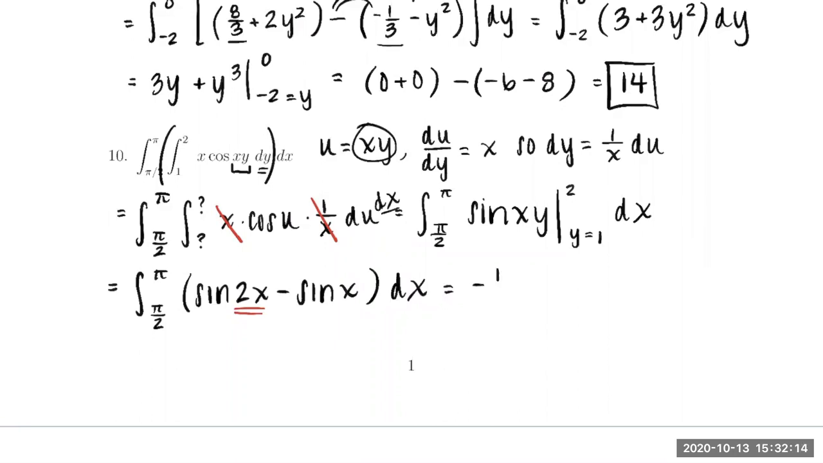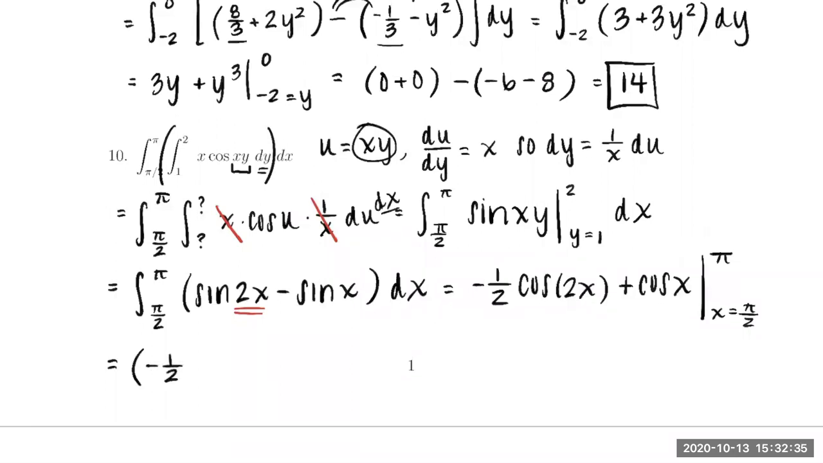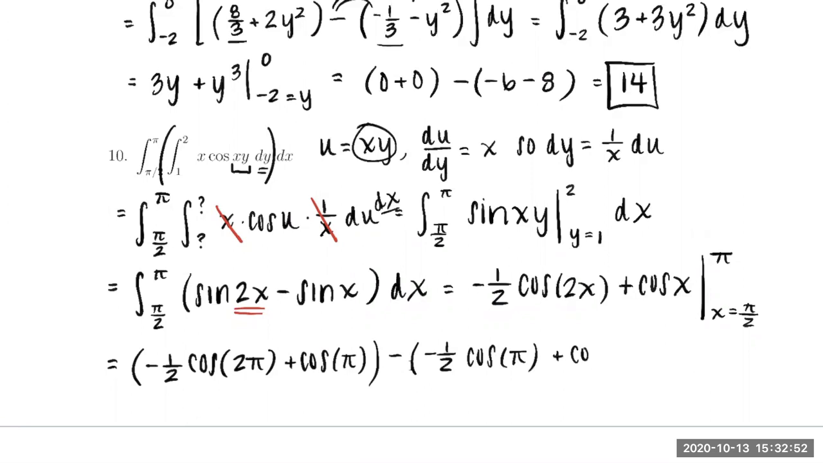This is going to give me a negative 1/2 cosine of 2x. And then my double negative turns into a plus cosine of x, where I'm evaluating x from pi over 2 up to pi. All right, so let's plug it in. I have a negative 1/2 cosine of 2 pi plus cosine of pi, minus a negative 1/2 cosine of pi plus cosine of pi halves.